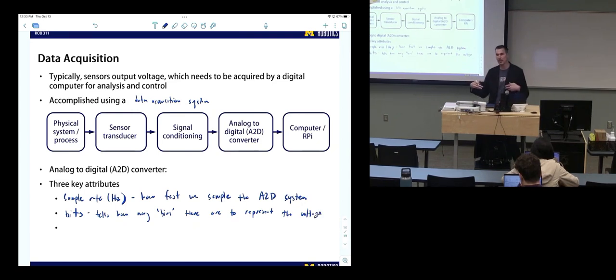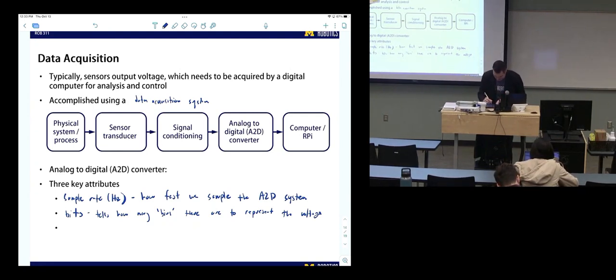So if we sample something, it's going to convert it to an integer, digital value that could come into a computer. And so how many values can that take on? If it's 16-bit, you have 65,535 options. If it's 8-bit, you only have 255 options. So the number of bits tells you how many bins we get to break the voltage up into.